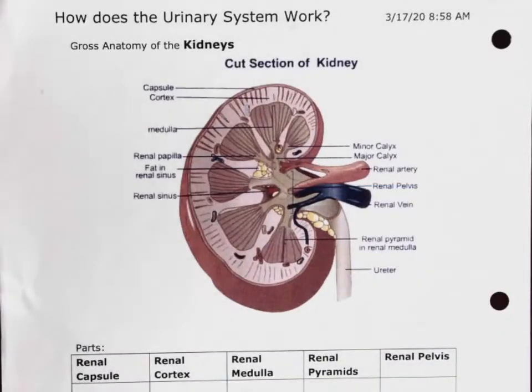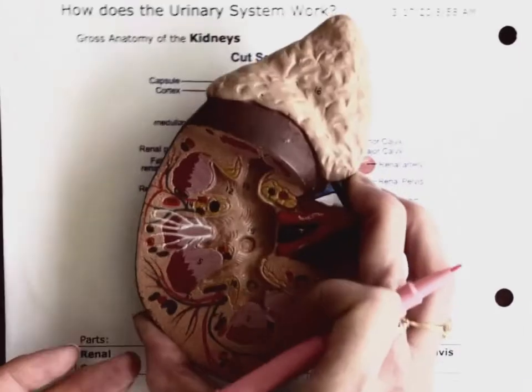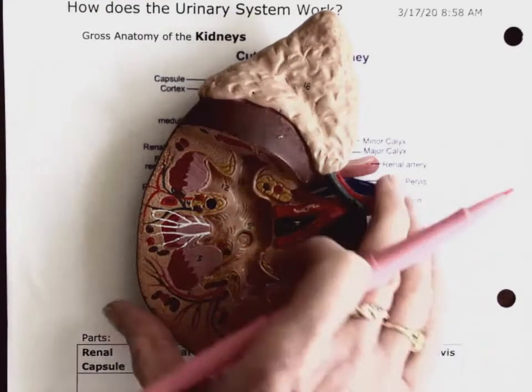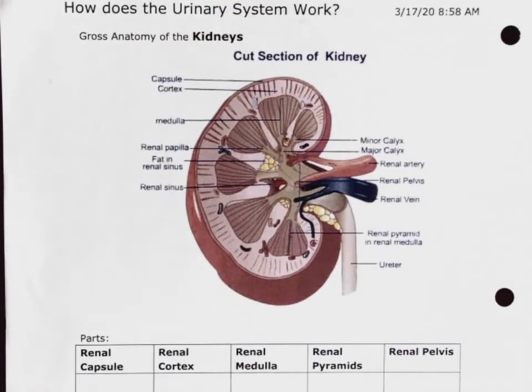Okay, this lecture is going to focus on the kidney. So we did a little video. If you're not sure, go check it out. It talked about kidney anatomy using this model. We're going to go back and forth between this model and the picture and do a little labeling.